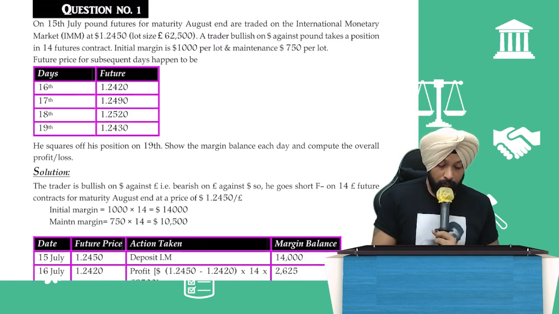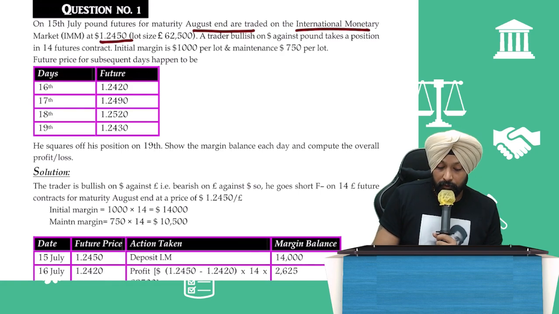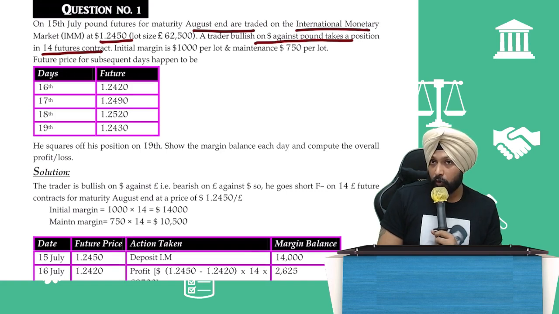Okay. On 15th July, pound futures for maturity August end are traded on the international monetary market at $1.2450. Lot size is given as pound 62,500. A trader bullish on dollar against pound takes a position in 14 future contracts. So the trader is bullish on dollar and he takes a position. They have not told you long or short position. What position will you take?